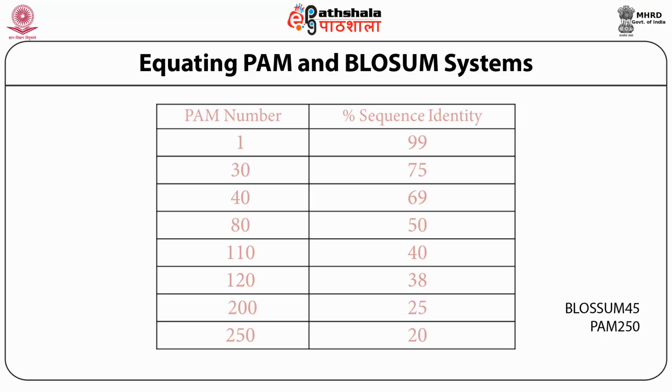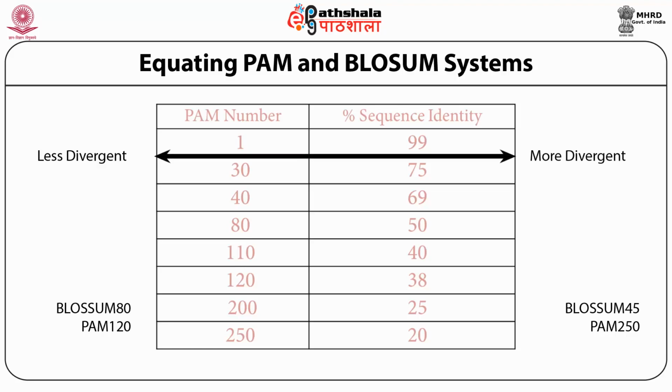Similarly, we know that the PAM 120 scoring matrix is suitable for alignments of sequences having approximately 38% identity. PAM 120 is equivalent to BLOSUM 80. Therefore, BLOSUM 80 can be used with sequences having approximately 38% identity. This shows that BLOSUM 80 and PAM 120 scoring matrices can be used for less divergent sequences, whereas BLOSUM 45 and PAM 250 scoring matrices are suitable for alignments which are more divergent.